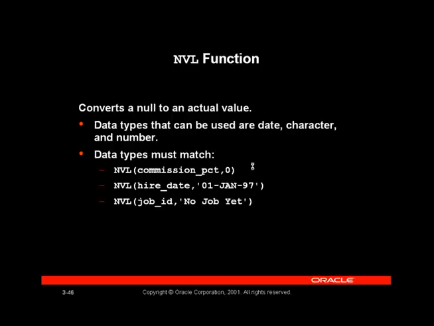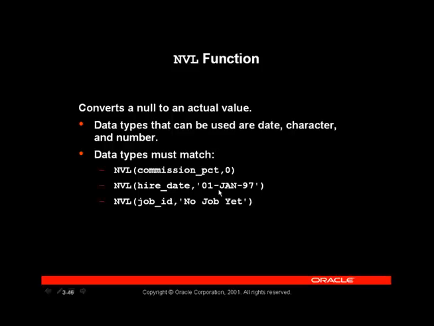So if you're using number, then the two arguments that you pass to it must be number. In this case, commission percent will be number and 0 is a number. And the hire date is a date type, so the other argument will be date type. Let's see how the NVL function works.